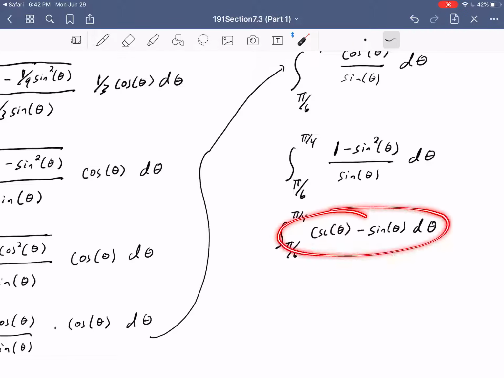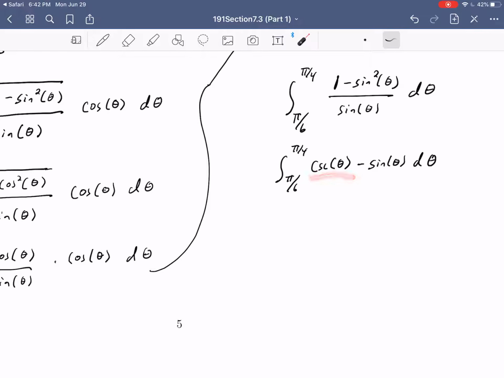Okay, this is looking much better. We know how to integrate cosecant. It's very similar to how we integrated secant. Remember, the integral of secant is ln secant plus tangent, so for cosecant it should be negative ln cosecant plus cotangent. And then we definitely know how to integrate sine, so we can go ahead and do that.